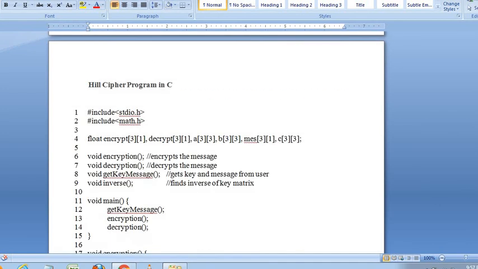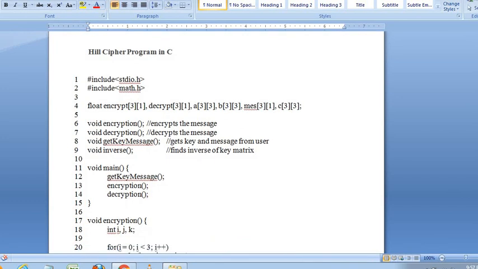In the Hill cipher program, as in the previous example, the input header files are stdio.h and math.h. We take the encryption key as input, and the variables used in the program below are encrypt, decrypt, the matrix values, a values, b values, matrix, message values, and the c variable.